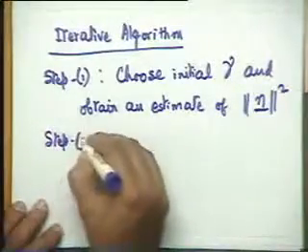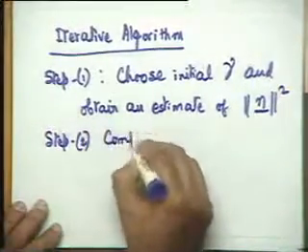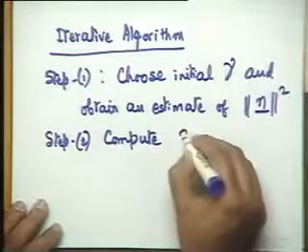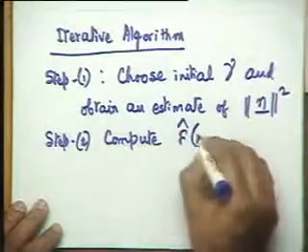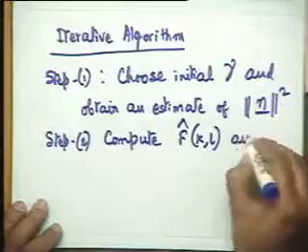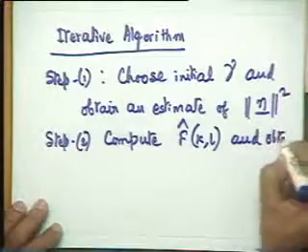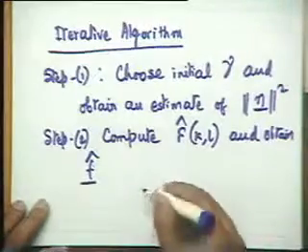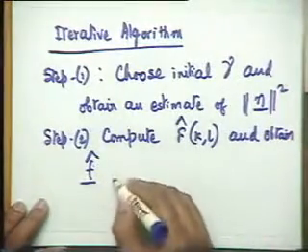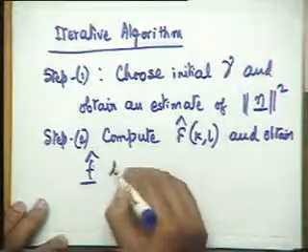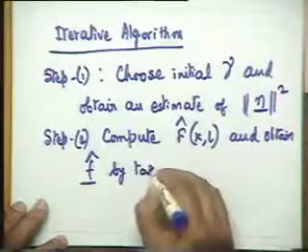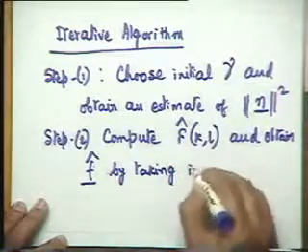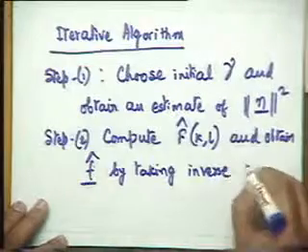Okay, so in step 2 we compute f hat kl and obtain small f hat, that means to say the estimated image, by taking the inverse DFT.